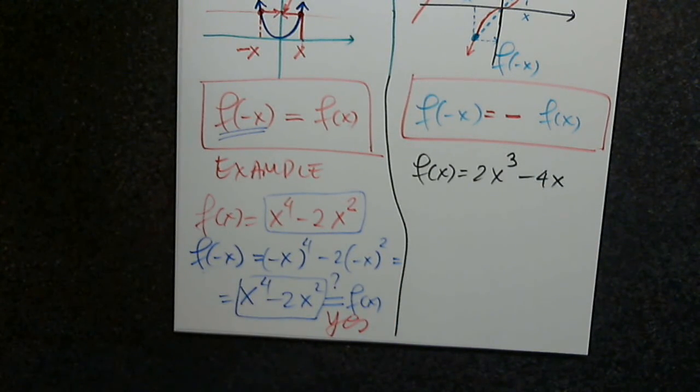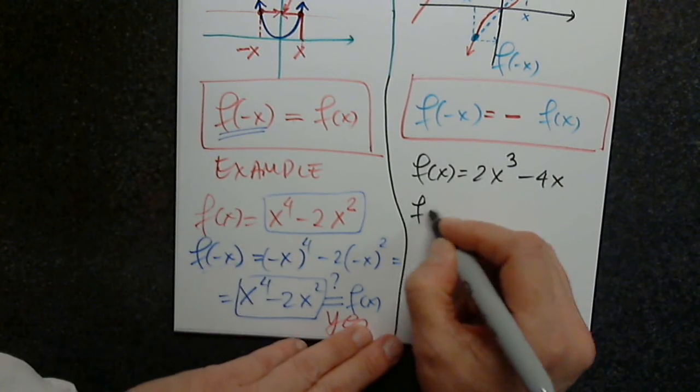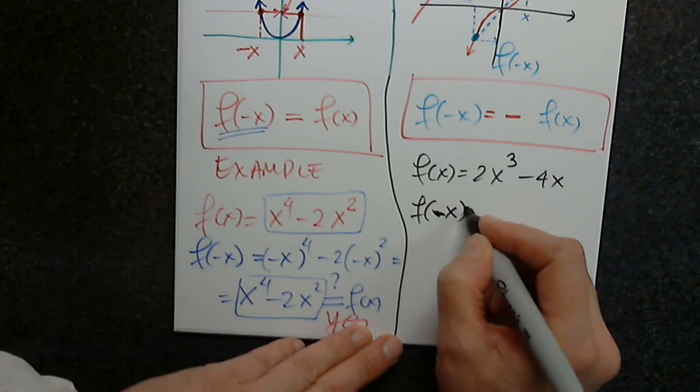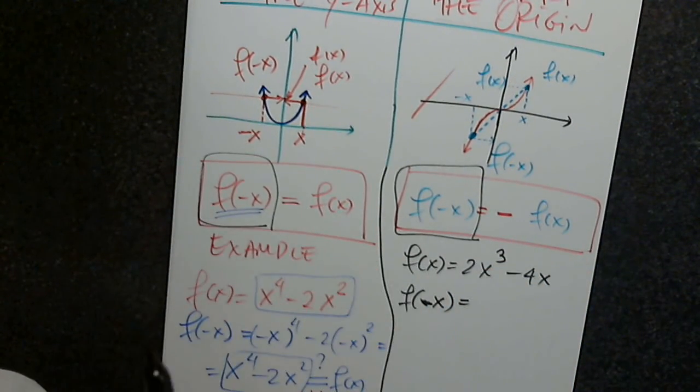A function cannot be odd and even at the same time, although there is one, but nobody really cares about it. It's y equals 0. So the x-axis is symmetric with respect to the origin, and also symmetric with respect to the y-axis, but no one cares about y equals 0. Okay, so what do I need to determine? Exactly what I determined a minute ago. I have to find f of negative x. That's the key. In both relationships, f of negative x is the key.